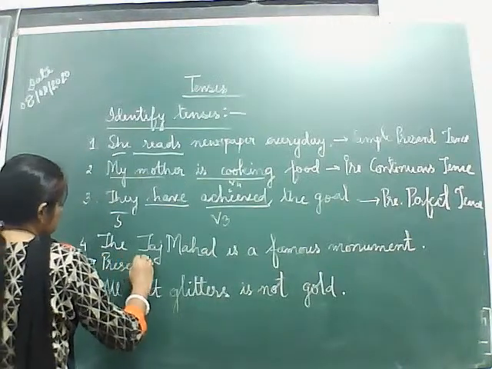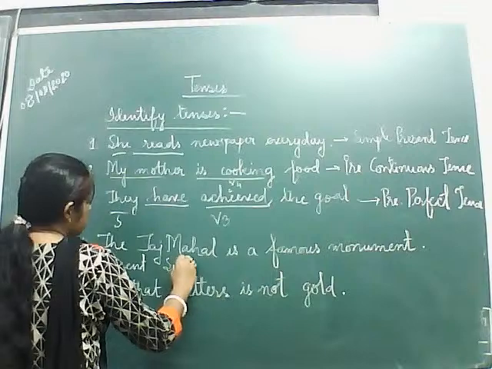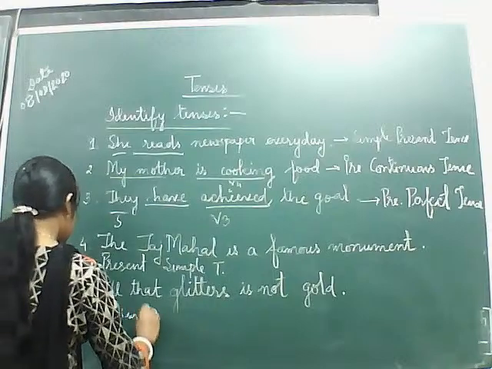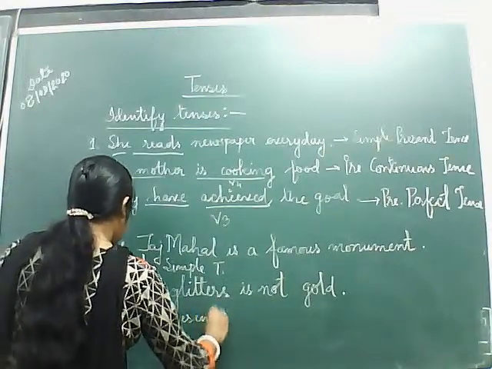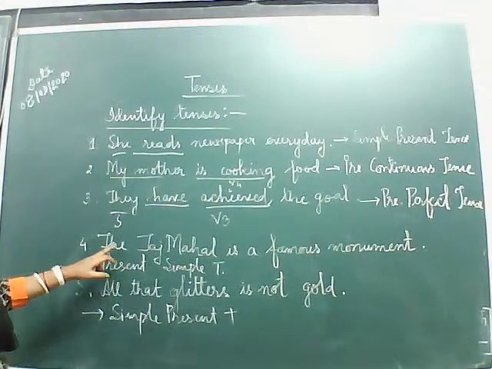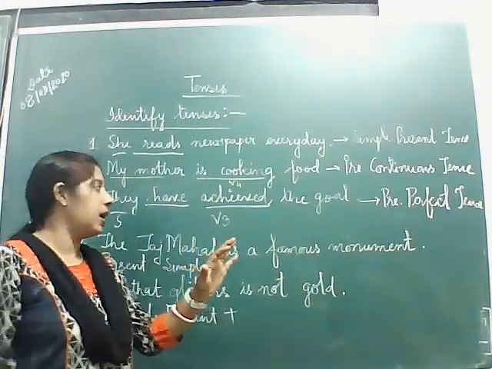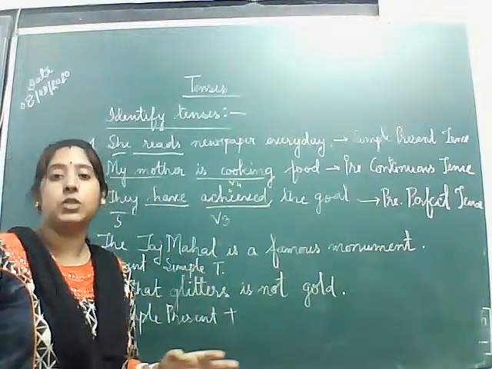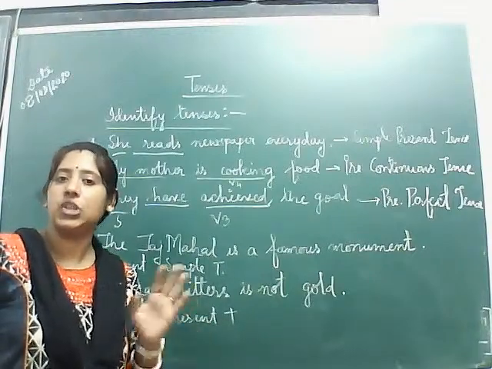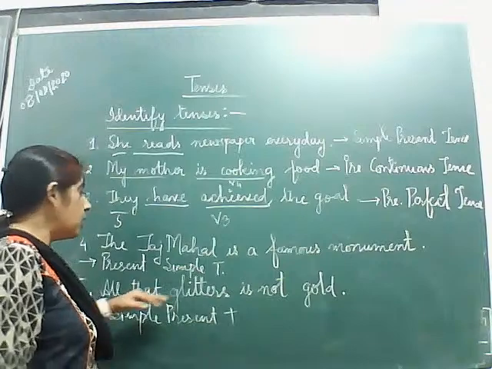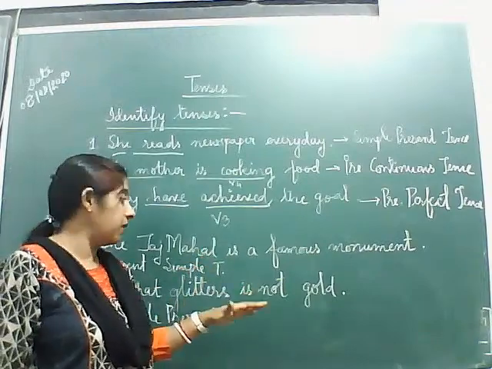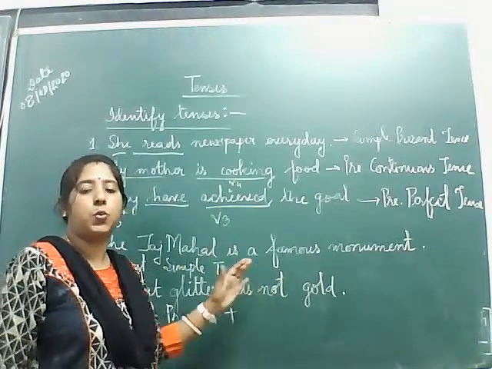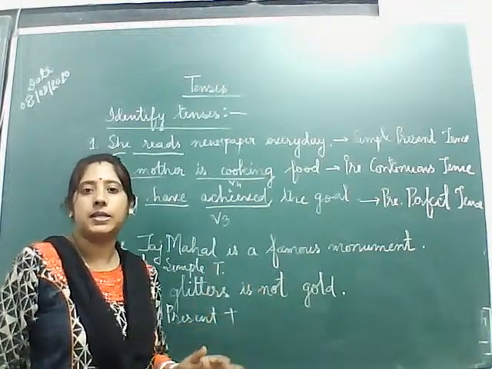This is also simple present tense, or say present simple. These two are correct. The Taj Mahal is a famous monument: this is a universal truth, a truth which will never change. And all that glitters is not gold is also a famous quotation and a universal truth, so it will not change. So both of these are simple present tense.